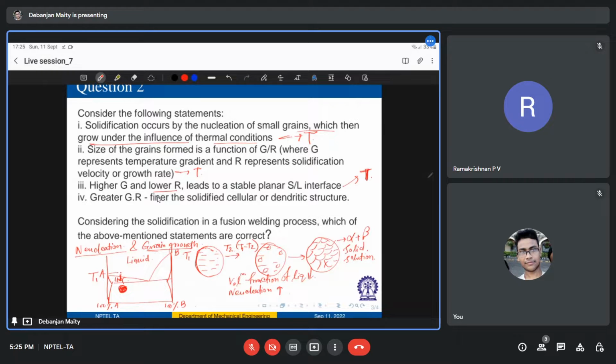Whenever there is a high temperature gradient but the growth rate is not high enough, you end up with a planar interface. But if the growth rate is higher, you finally end up with a columnar structure. I hope you have seen this in welding. Let me draw somewhere here.